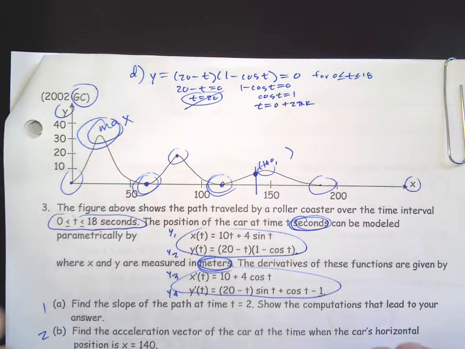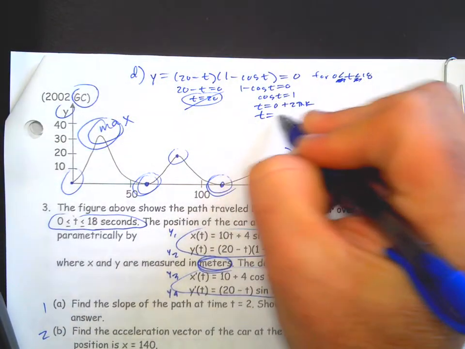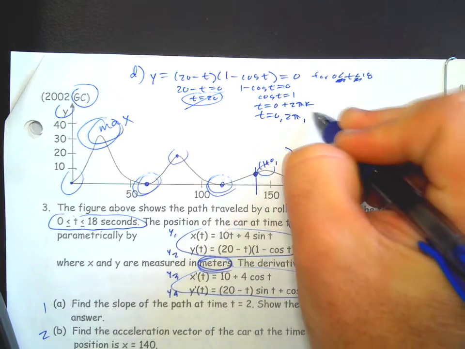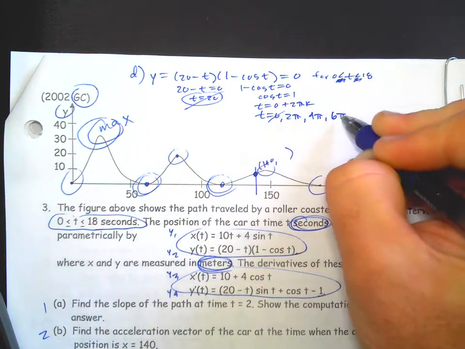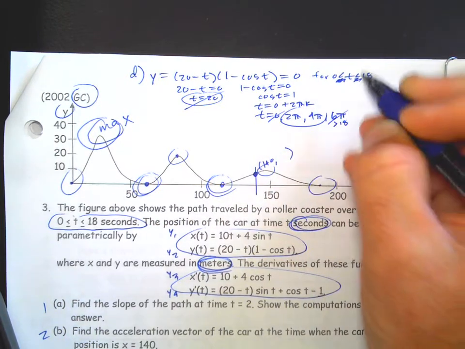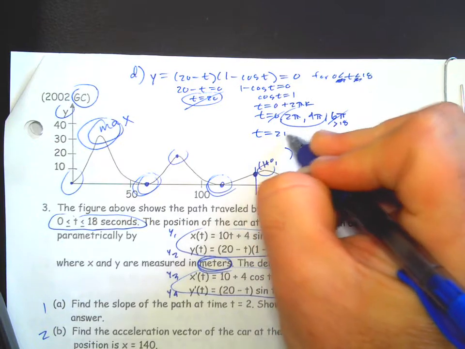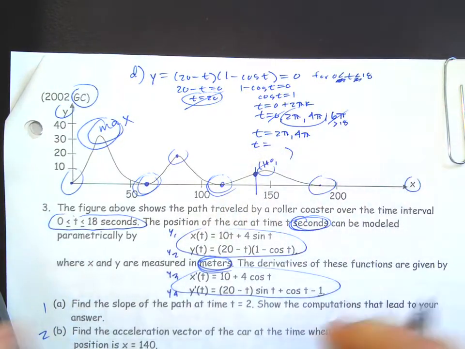Actually it says 0 to 18 but not including 0 and 18. So this would be 0, 2 pi, 4 pi, 6 pi, and that one's out. This one's going to be more than 18. So it's got to be these 2 times, 2 pi and 4 pi. Or you could use your calculator, like I was doing.